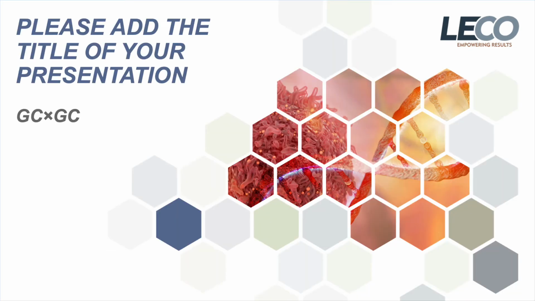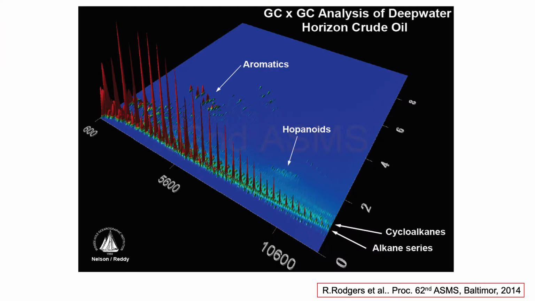Now let's go to GC tool. Here you can see a nice picture provided by Ryan Rogers a couple of years ago. And this is, by the way, one of the richest chromatograms, because here they managed to identify 12,000 individual compounds. What is also very important, different groups of compounds occupy different positions in this 3-dimensional chromatogram.